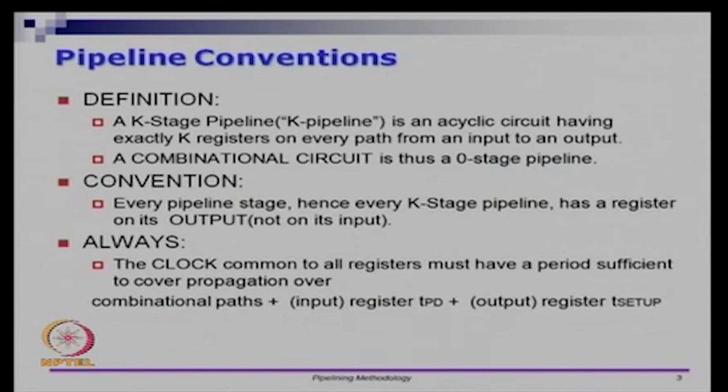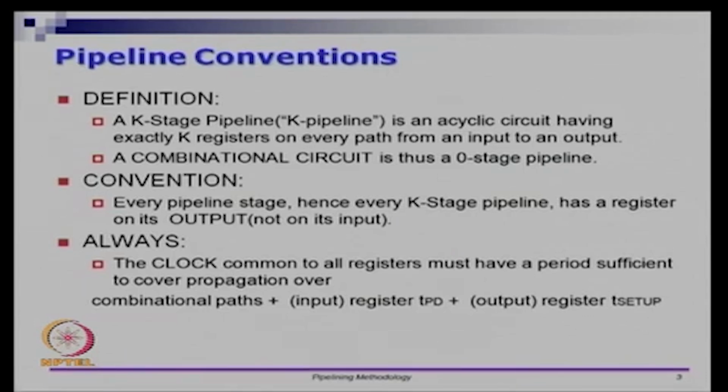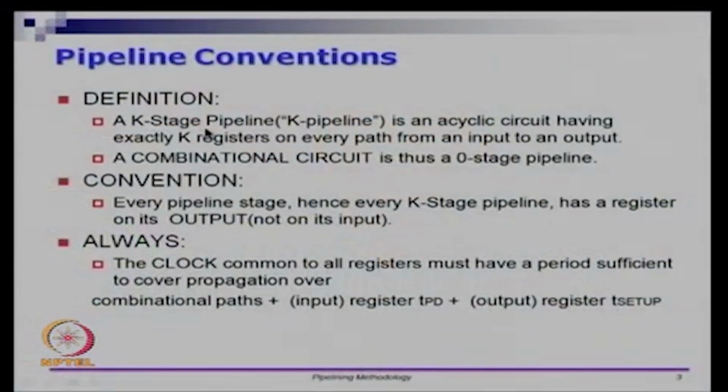So let's look at pipeline conventions, some of the definitions. In the previous lecture we looked at two definitions, namely latency and throughput. In this lecture we are going to learn another definition. We are going to call something a k-stage pipeline. A k-stage pipeline is an acyclic circuit, which means there is no path coming from the output of something to the input of the same circuit itself.